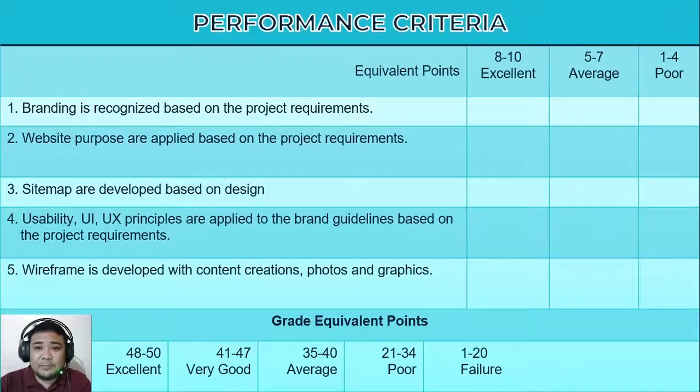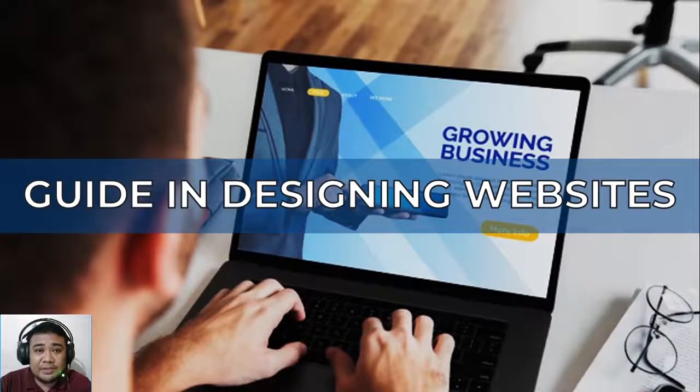And here is the performance criteria. Observe carefully the critical aspects in performing the task on the left side, as well as the equivalent points on the right side. It is rated from 1 to 10. Also, the grade equivalent points at the bottom. Reminder, if you got a failure grade, you need to rework again your output. Okay, now let us proceed to the guide in designing websites.